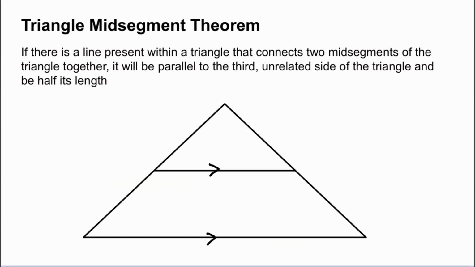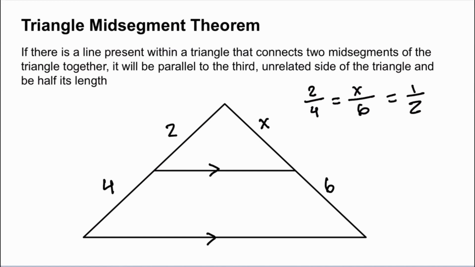So on this triangle, I'm going to make up some side lengths. We're going to say that this is 2, this is 4, this is 6, and then this is just going to be some x. And we're going to find the value of x. We're going to do the same thing. Small over big is equal to small over big. So we have 2 over 4 is equal to x over 6, which is also equal to 1/2 because the proportion will always be half its length.